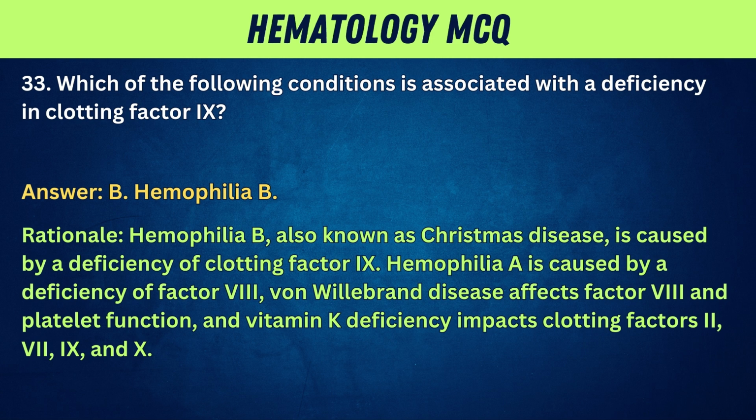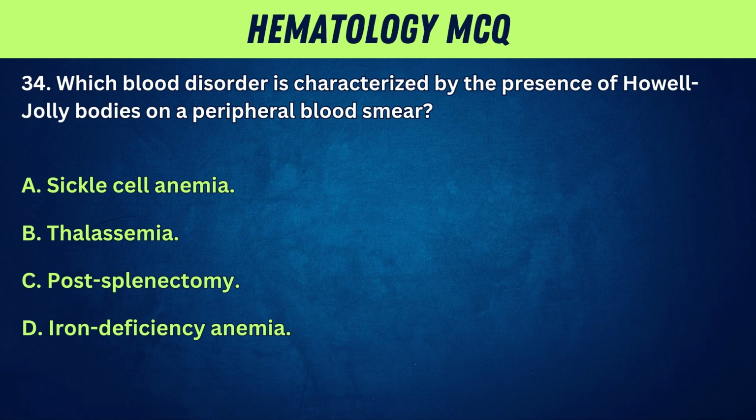Hemophilia A is caused by a deficiency of factor VIII. Von Willebrand disease affects factor VIII and platelet function, and vitamin K deficiency impacts clotting factors 2, 7, 9, and X.